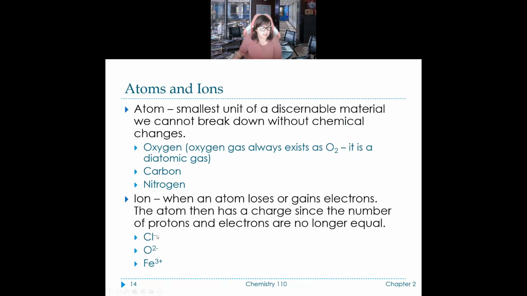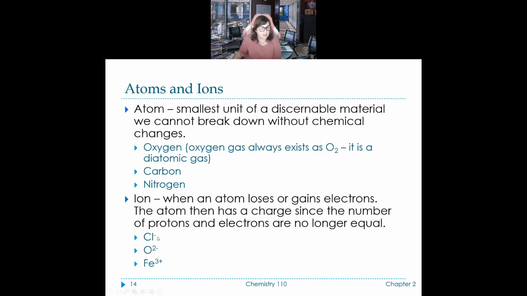So you'll see that this is Cl minus, this is O2 minus, and Fe3 plus. Those always appear on the right-hand side at the top. So the isotopic mass goes on the left-hand side at the top, number of protons goes on the bottom on the left, and the charge goes on the top at the right. Okay, so that's where we put the charge.